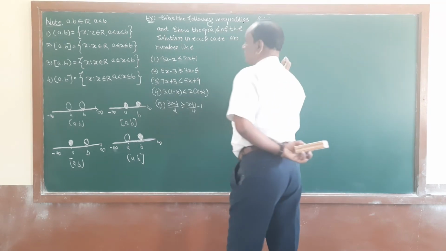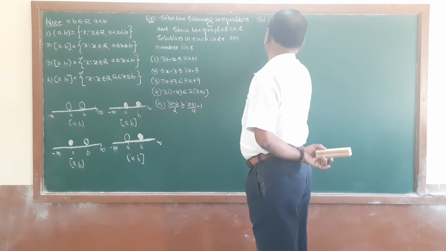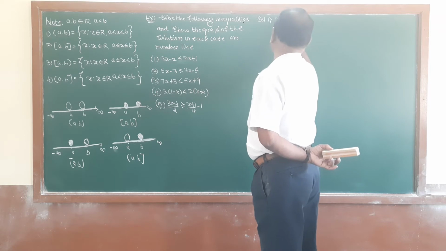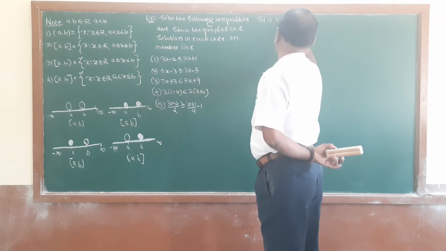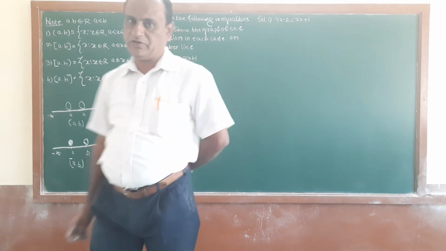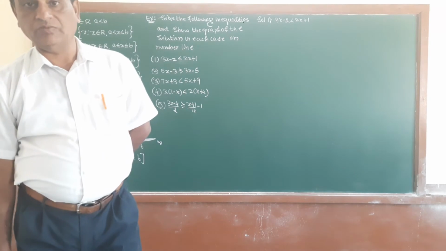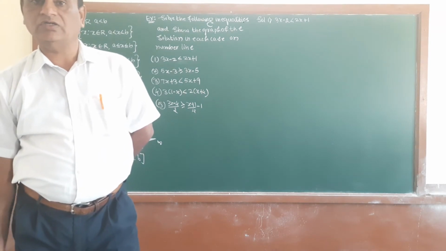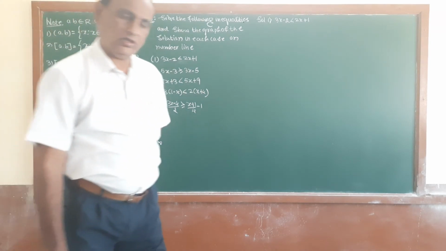First, that is 3x minus 2 is less than 2x plus 1. We solve the linear inequality, then write the solution set and represent it on the real number line.